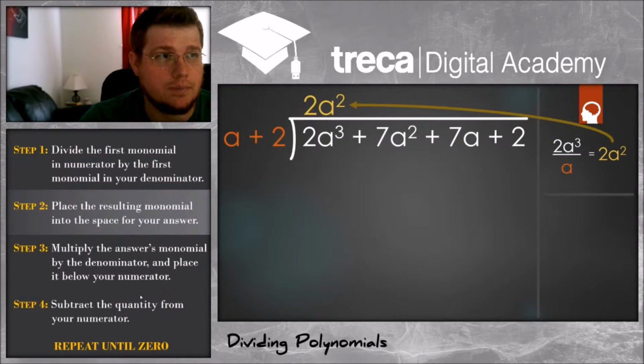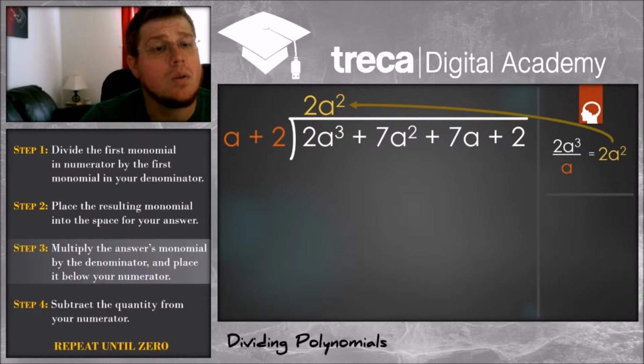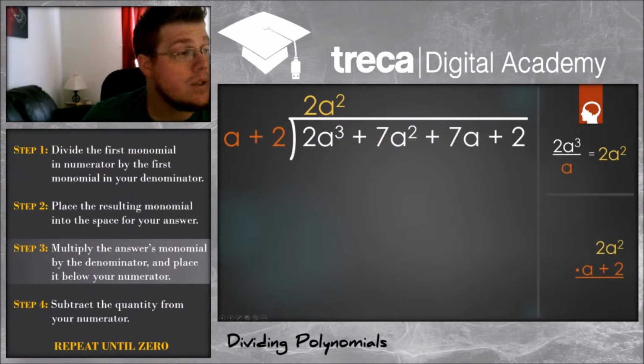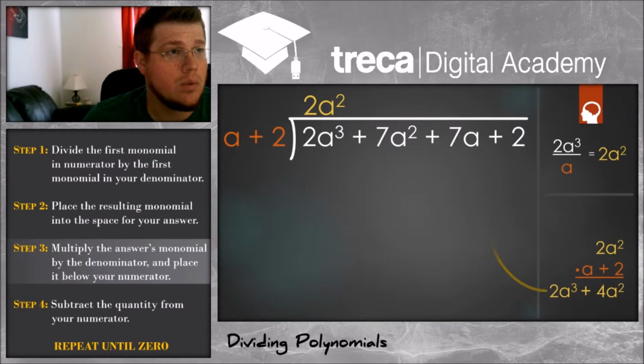That's step 2. Step 3, we're going to multiply the answer's monomial by the denominator and place it below the numerator. So we're going to multiply this guy by this guy, and we have 2a squared times a plus 2. That gives us 2a cubed plus 4a squared. And we're going to place that below our numerator.